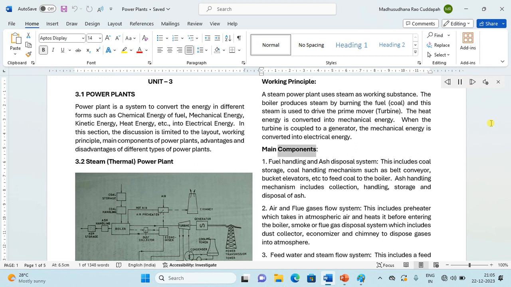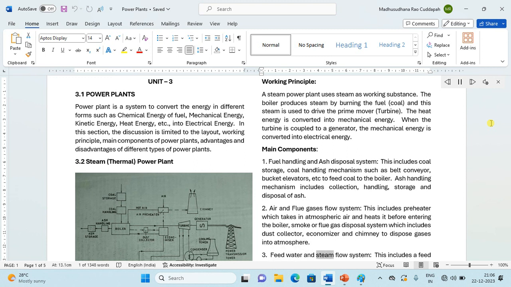Main components. 1. Fuel handling and ash disposal system. This includes coal storage and coal handling mechanisms such as belt conveyors, bucket elevators, etc., to feed coal to the boiler. The ash handling mechanism includes collection, handling, storage and disposal of ash. 2. Air and flue gases flow system. This includes a preheater, which takes in atmospheric air and heats it before entering the boiler, and the smoke or flue gas disposal system, which includes a dust collector, economizer and chimney to dispose of gases into the atmosphere.